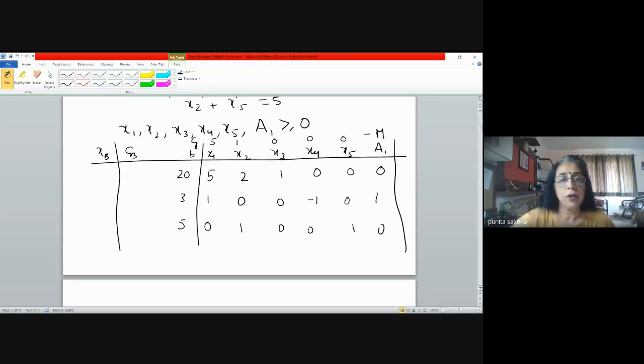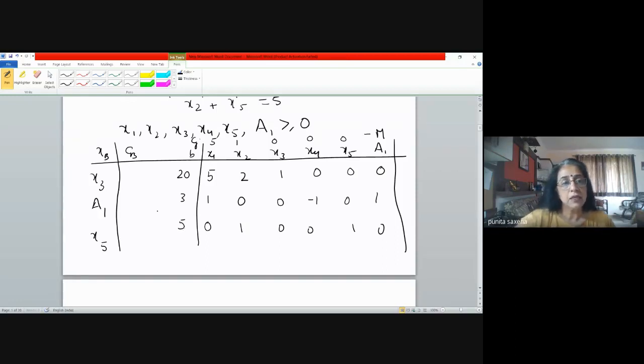Now we have to choose our basic variables. Basic variables are defined by the identity columns here. Now which variable corresponds to 100? x3. So that means x3 is your first basic variable. Which corresponds to 010? That is a1. So a1 comes here. And which corresponds to 001? x5. That's why I insisted in the beginning, order is important.